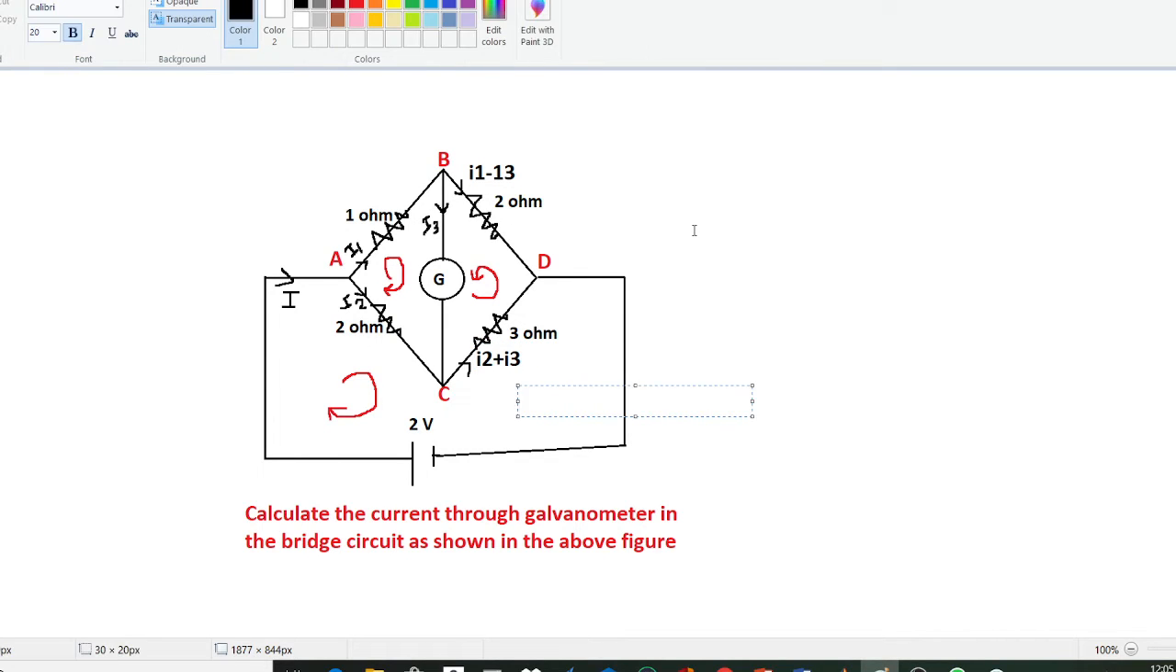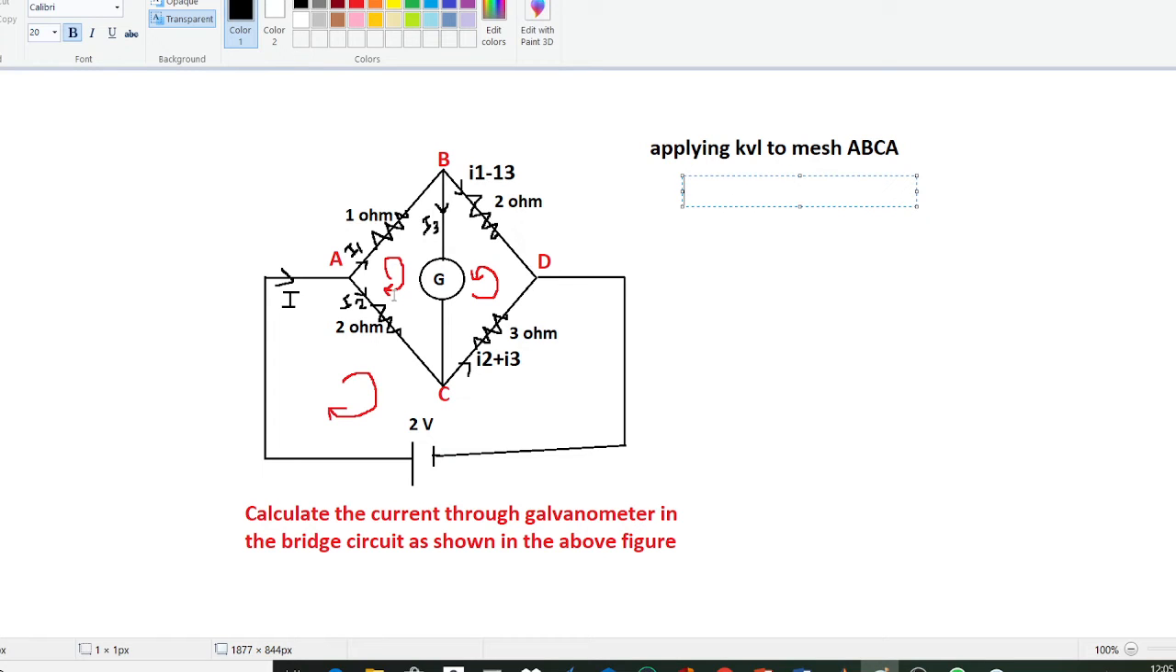And now first we need to apply the KVL here. Applying KVL to mesh A, B, C, A. Here A, B and C and A. Suppose this is mesh 1 and this is mesh 2, and here we have assumed this as mesh 3. So in this mesh, if we apply KVL, here we have A, B, C and A. So applying KVL to mesh A, B, C, A, we can write here.